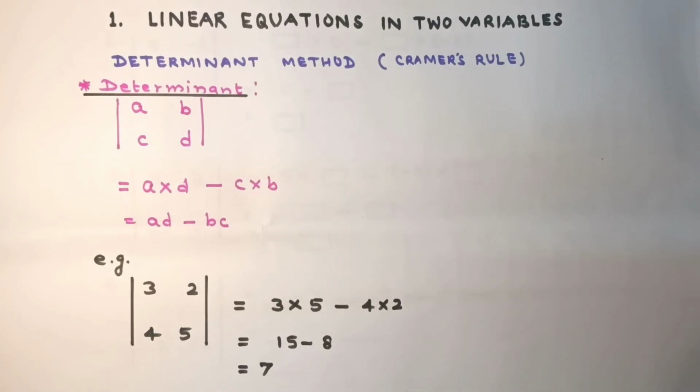Dear students, I'll be taking algebra mathematics paper 1. As you know, in algebra there are 6 chapters. In that we are doing chapter number 1, linear equations in 2 variables.